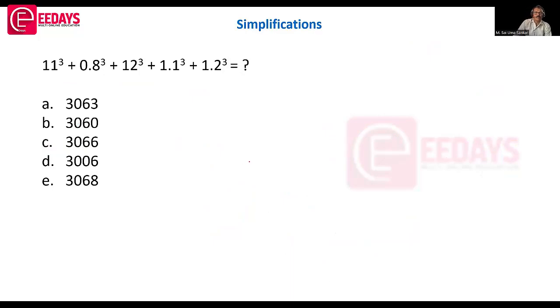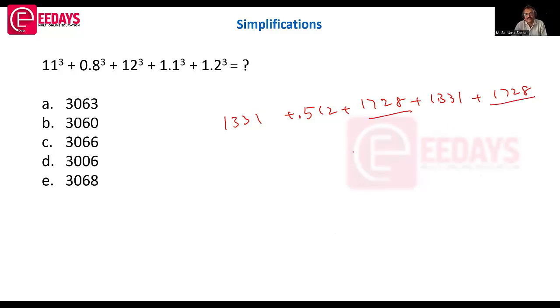Next, what is the 11 cube? 1331. 8 cube is 512, 12 cube is 1728, 1331, next 1728. Now decimals. This is equal to 0 point and this is equal to 1 point. So what is the value? 1331, 1728 and 1728, 3456 and 1331. So this is equal to 4787. Okay, and next 4787. What is the approximate value? This is equal to 3000.